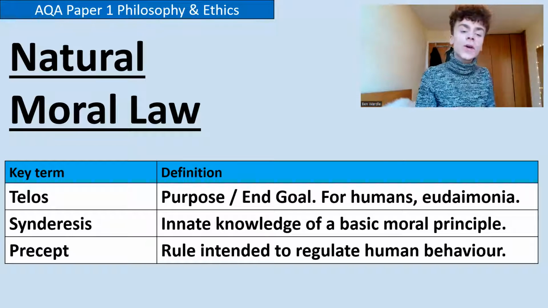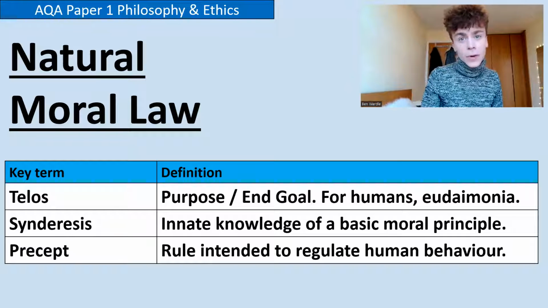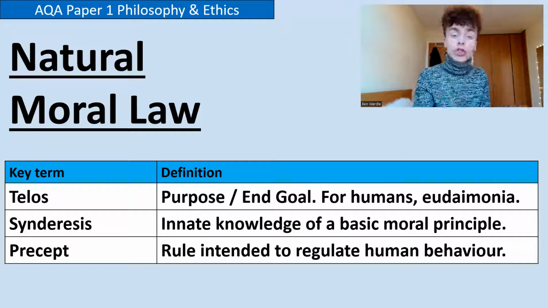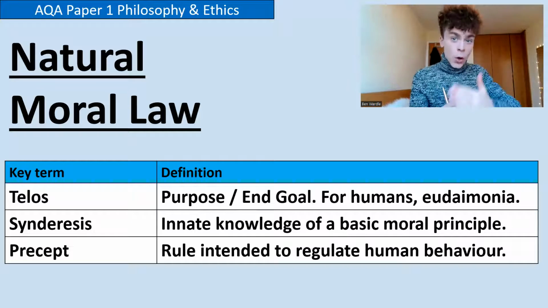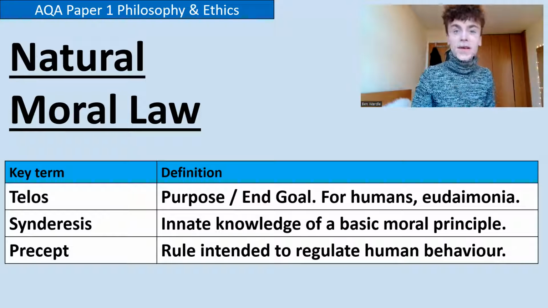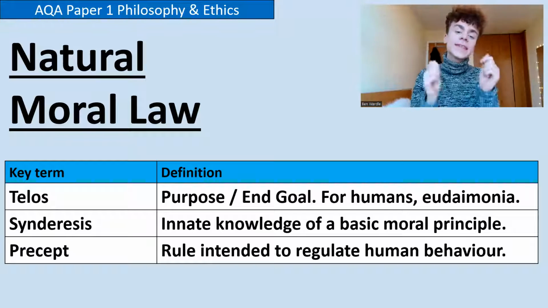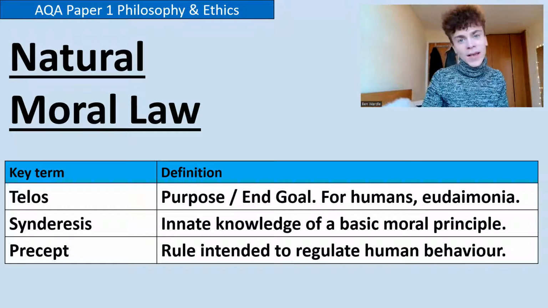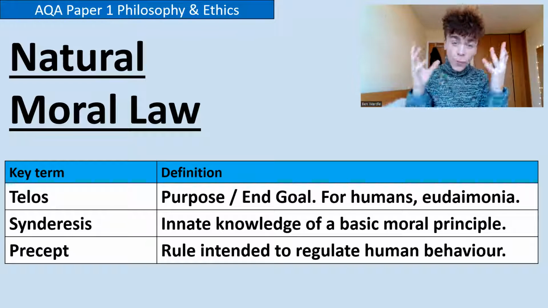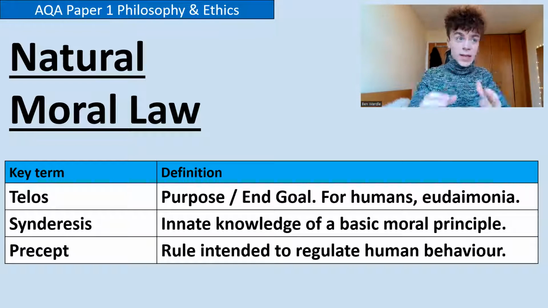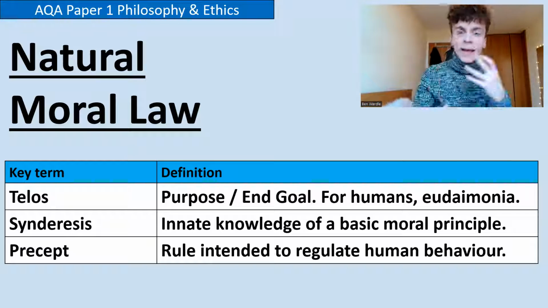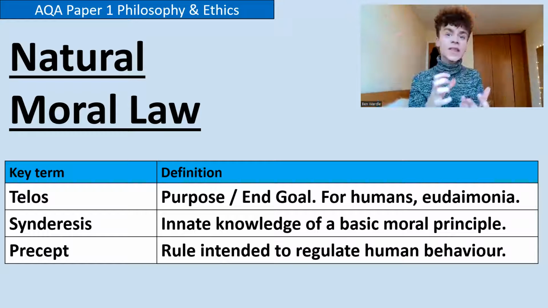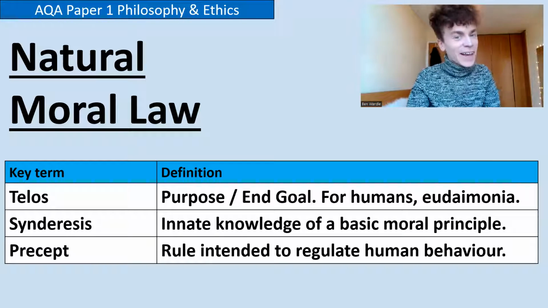We'll be looking at synderesis, which is innate knowledge of a basic moral principle. And for Aquinas, our synderesis is to do good and avoid evil. And it is on this foundation that he develops the primary precepts, which then inspire the secondary precepts. And so that leads me to our third key term, which is precepts. And very simply, a precept is a rule intended to regulate human behavior. And so, as I say, natural moral law is all about those 5 primary precepts that Aquinas develops, and he says we must always follow, and they then inspire the secondary precepts. And we'll be unpacking and exploring this key concept of having precepts later on in the video. So get excited for that.